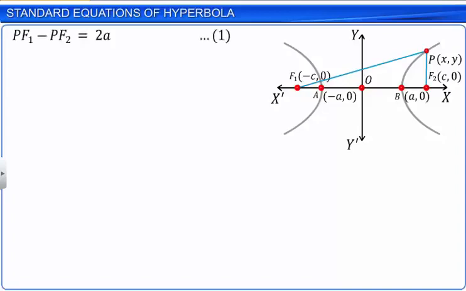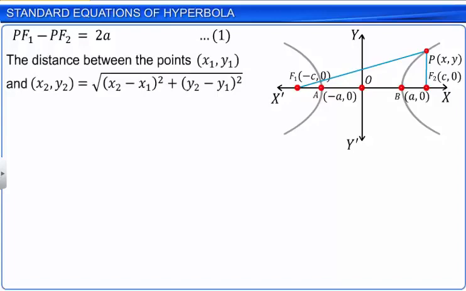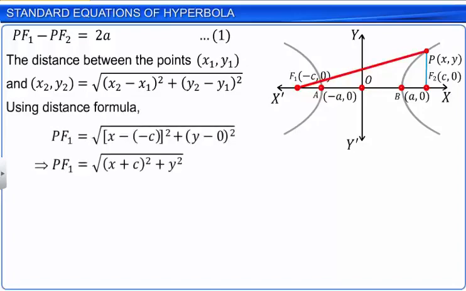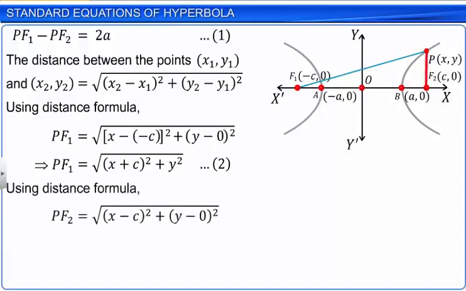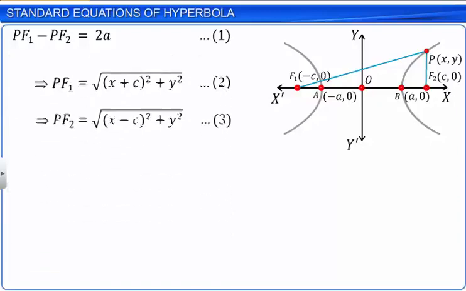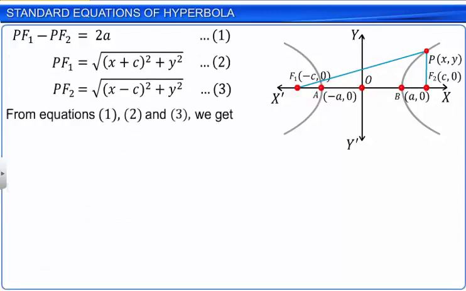We already know the formula for calculating the distance between two given points. Using the distance formula, we get distance PF1 is equal to under root x plus c whole square plus y square. Let this be equation 2. Similarly, using the distance formula, we get distance PF2 is equal to under root x minus c whole square plus y square. Let this be equation 3. Let us substitute the values of PF1 and PF2 from equations 2 and 3 in equation 1.